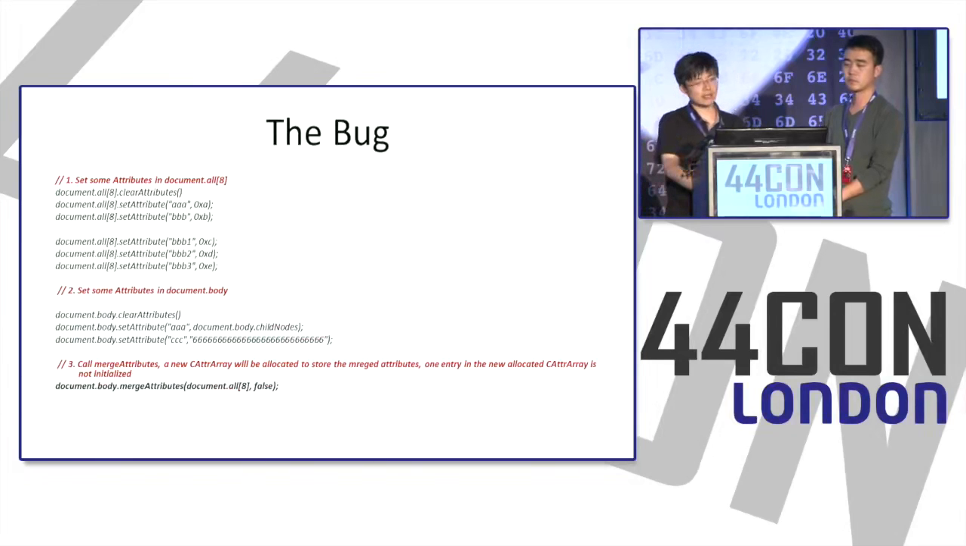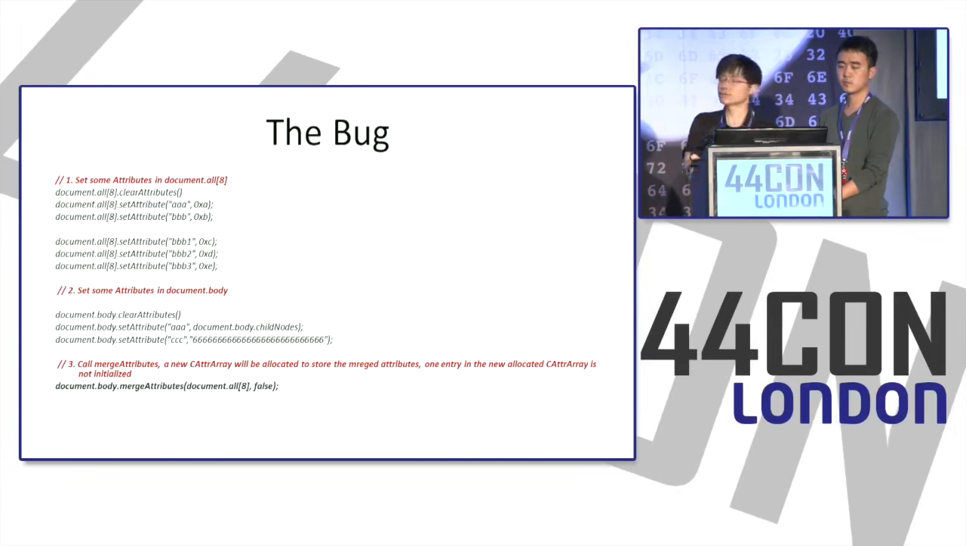This is a simplified POC of our bug. You can see it's very simple. We have two elements here. The first one is the html element of the DOM tree, and the other is a body element. First, we set some attributes on the two elements, and then we merge the two elements by calling the mergeAttributes API. The mergeAttributes API will merge all attributes in both of the two elements and create a new attribute array which holds the result of the merge.